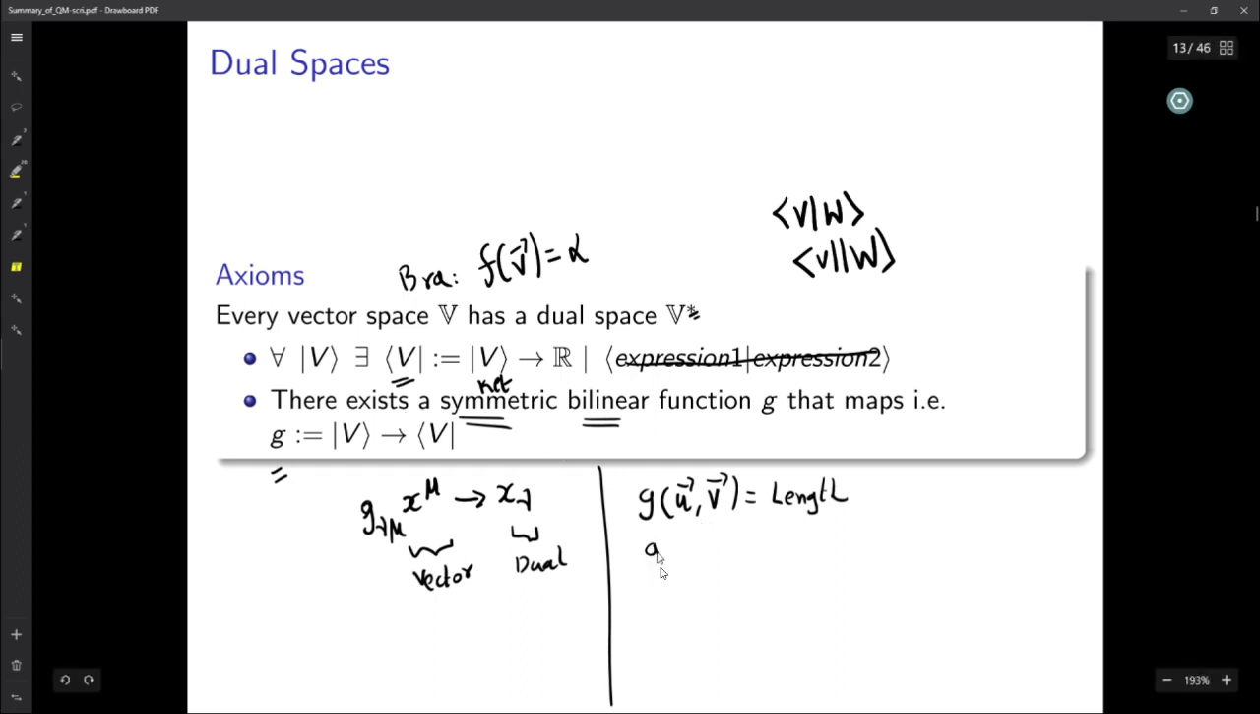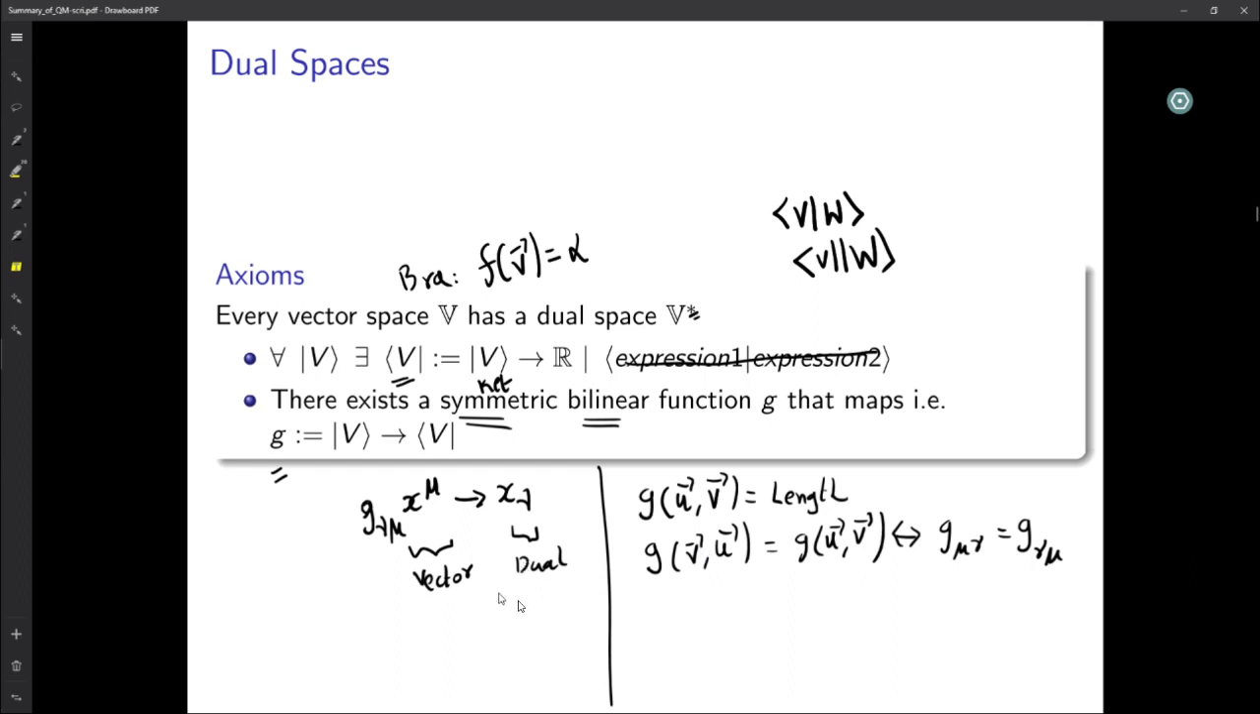But when I say it's symmetric, I basically mean g of v vector, u vector is just the same as g of u vector, v vector. Or to cast it in the language of special relativity, g_mu nu is just the same as g_nu mu. You know, swapping the indices makes no change. That's what symmetricity is. Bilinear basically means it's linear in one argument. In the sense, I can do g of v vector comma some alpha times u vector, and this is just the same as g of alpha times v vector. I'm not going to prove this, but you can take it to be given.